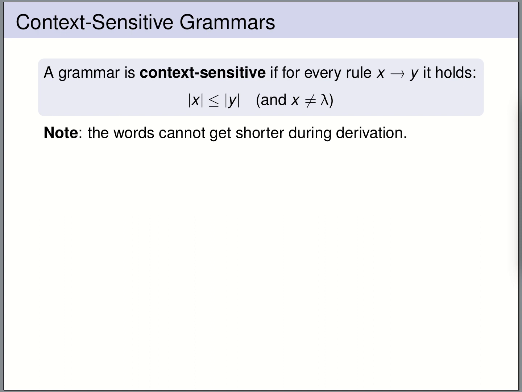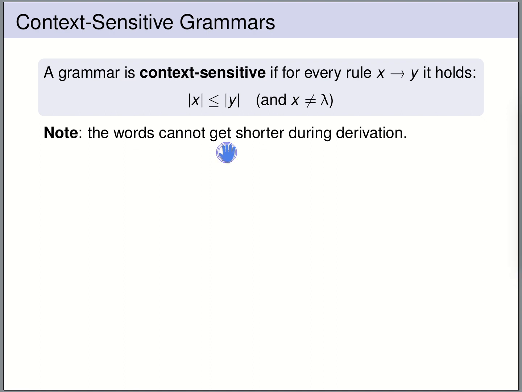A grammar is said to be context-sensitive if for every rule x arrow y, the length of the left-hand side is less than or equal to the length of the right-hand side, and the left-hand side is non-empty. So basically, the right-hand side is not allowed to be shorter than the left-hand side. And this also means that during a derivation, the words can never get shorter.